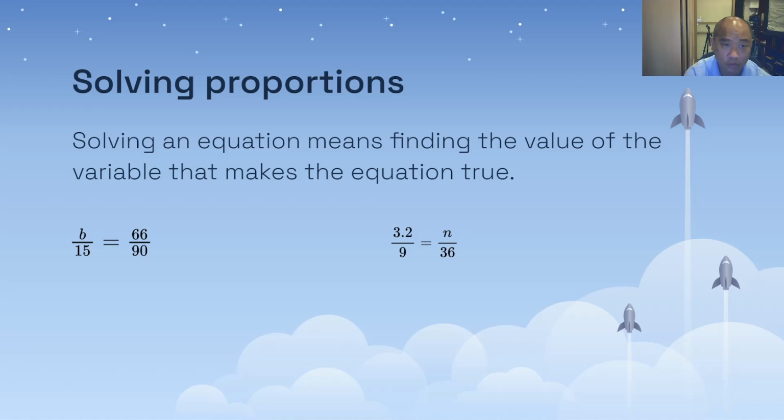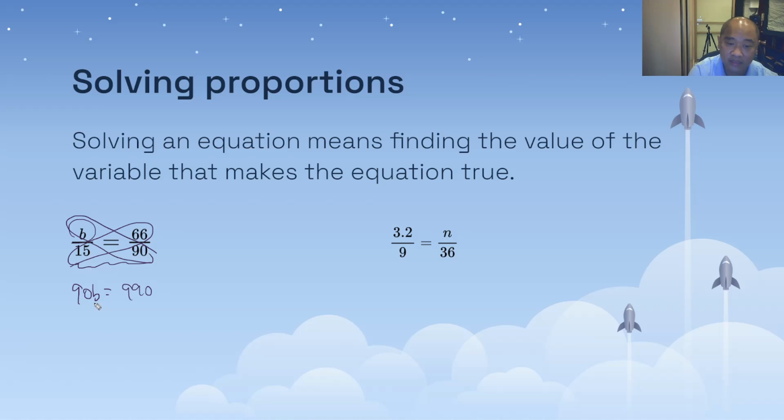So when we're solving proportions, if I have a proportion like this and I want to find out what this number is, then I can use cross products, right? So for example, 90 times B is 90B. And 66 times 15 is some number. 66 times 15 is 990. And to solve this, we just need to isolate B, solve for B. So that means to get B by itself, right?